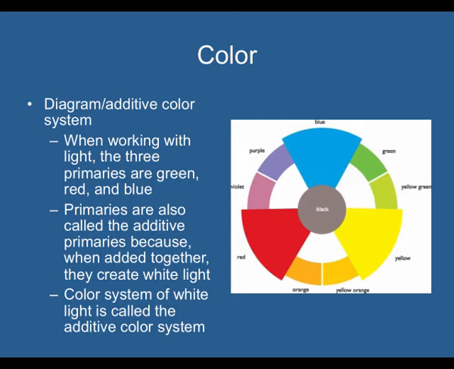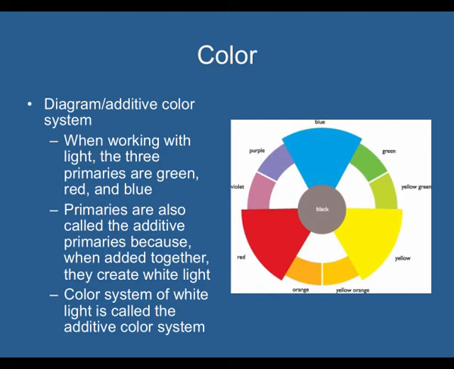So we think of that as being an additive color system. And actually, if all of these were put together, you'll come up with the color white. And the absence of color is black. So white light actually breaks down into these colors. White light is actually comprised of all of these colors.